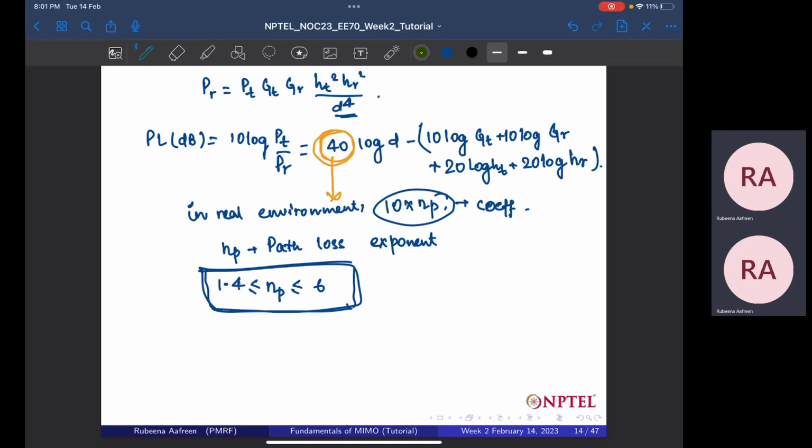For this case, path loss, we have this formula that we have seen before also. Now we have the 40 log d term here, which in general is 10 into np, where np is the path loss exponent. And this np varies from 1.4 to 6. This is all calculated empirically, so you don't need to worry about the proof and all.